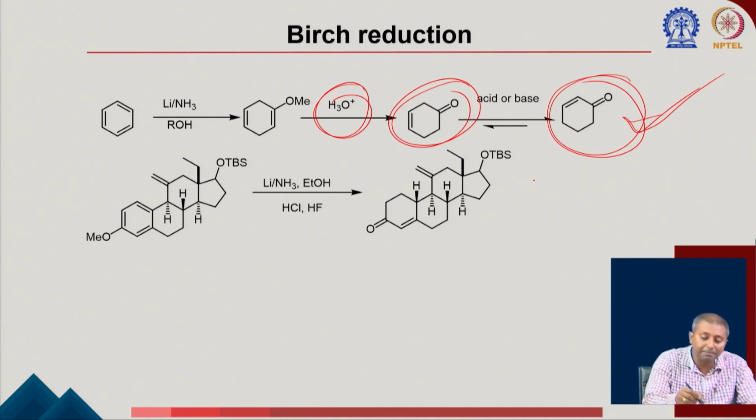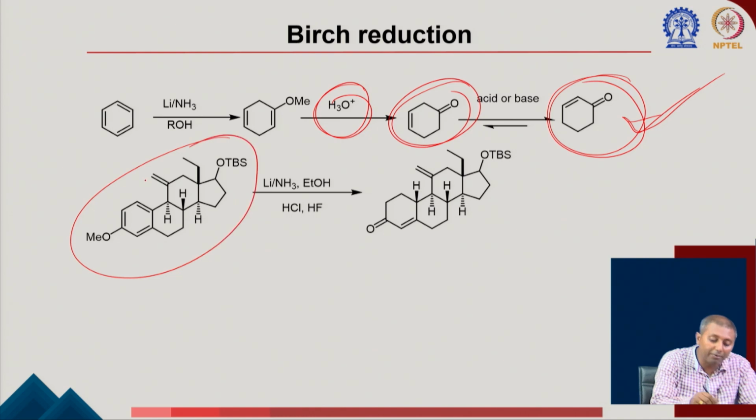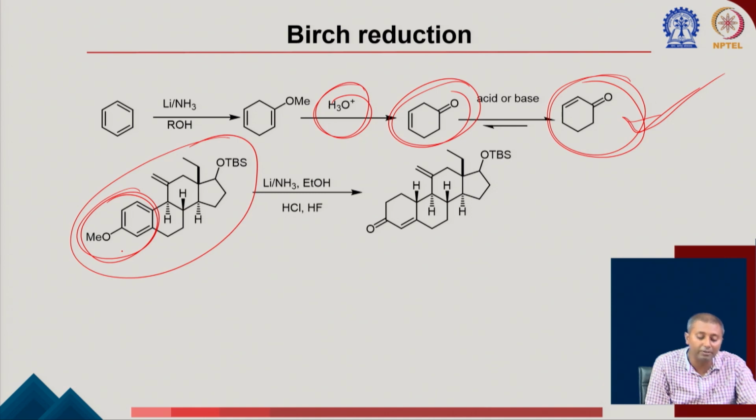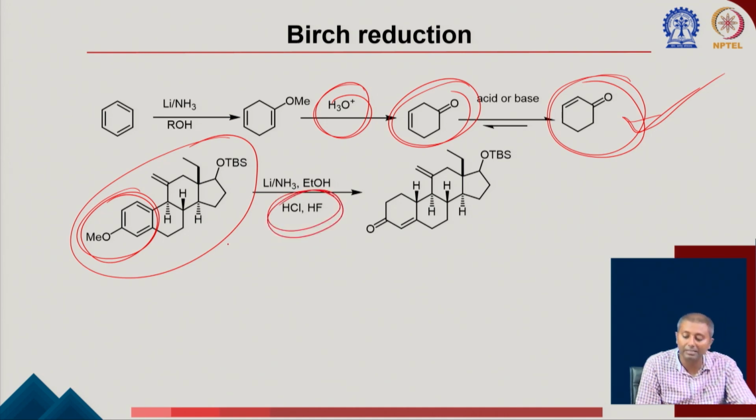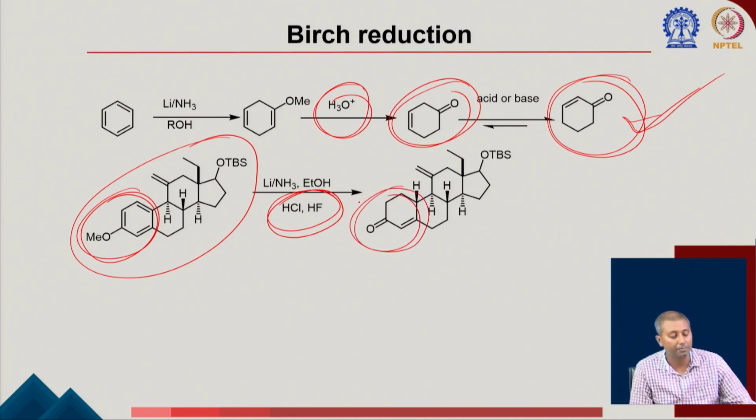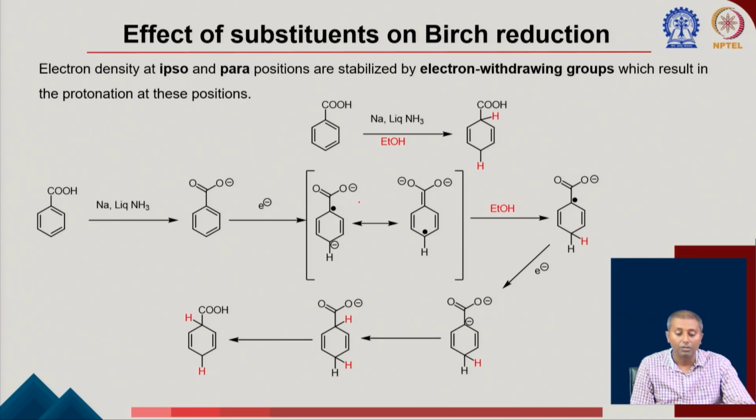Another example here. So here you can see you have this OMe group in this ring, so it's an electron donating group. That means we know that it is going to form this ortho meta selectivity, but now once you have HCl and HF in the reaction, that is going to convert to this alpha beta unsaturated carbonyl compound. So again you have seen the effect of substitution in the Birch reduction.